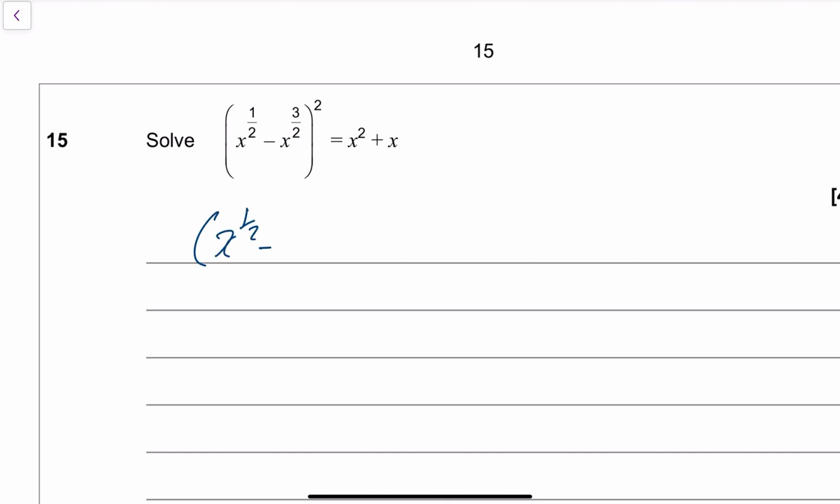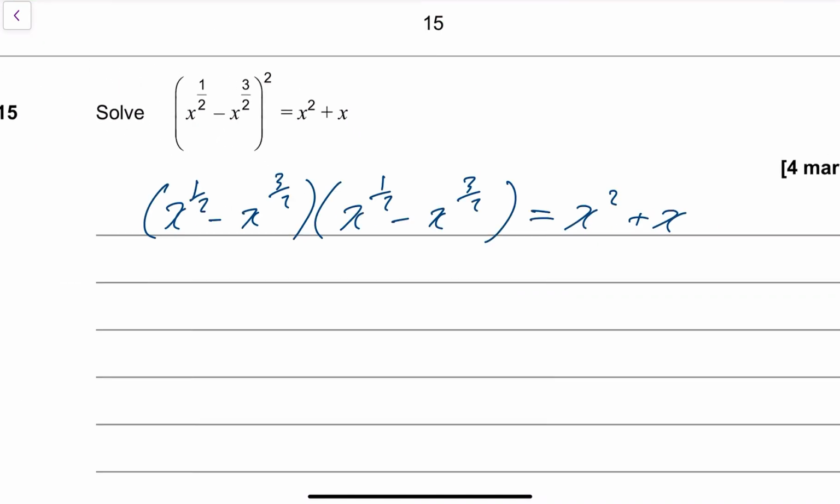You've got x to the power of a half minus x to the power of 3 over 2, and that's times x to the power of a half minus x to the power of 3 over 2, is equal to x squared plus x. Right, I'll get a bit of working out to do here.